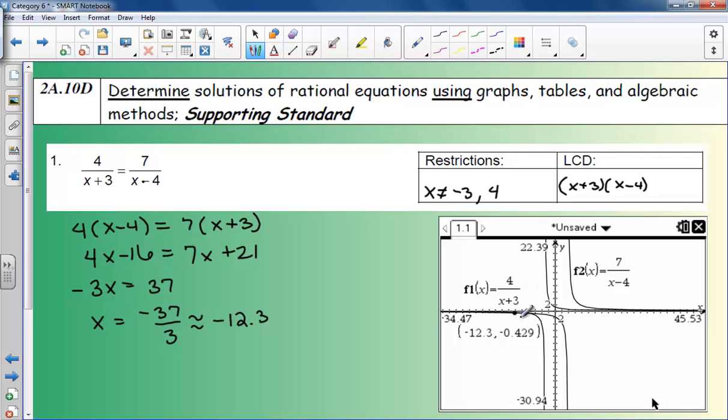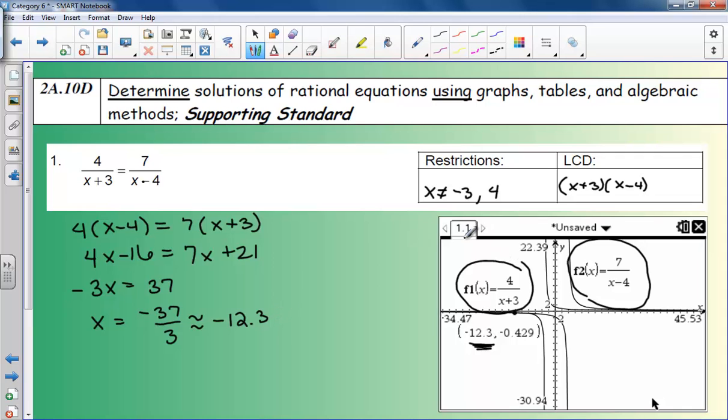Graphically, you're going to get the same answer. So graphically what I did is I divided this up, and in my first function I graphed everything that was on the left side. In my second function I graphed everything that was on the right side, and I found the intersection point. In the intersection point, the x value is negative 12.3, which is the same as here.